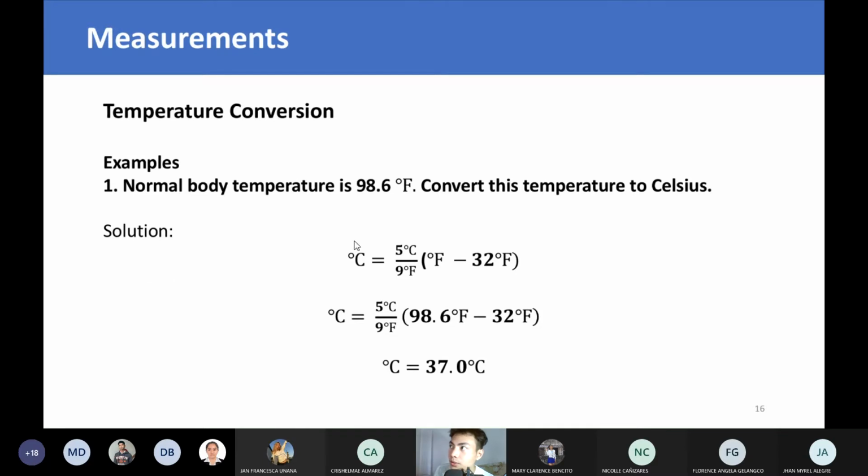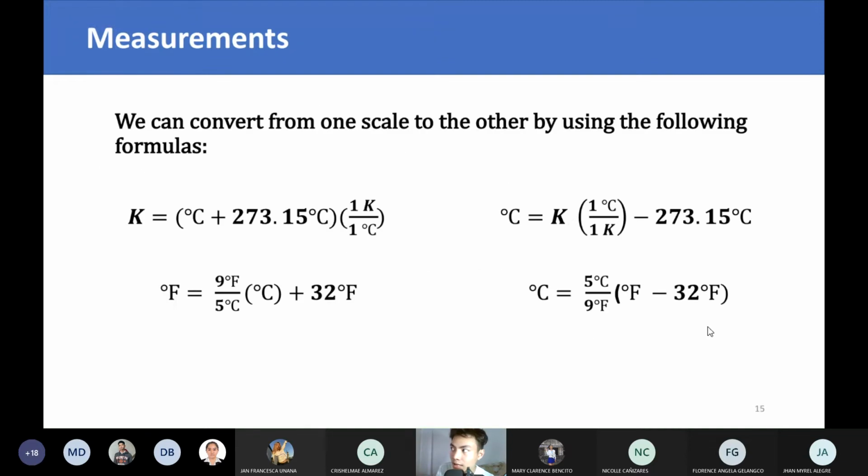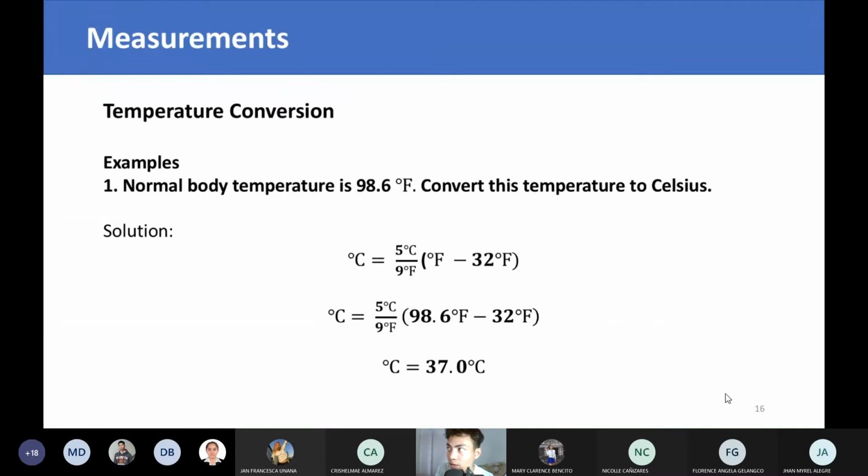Okay, so these are some few examples. Suppose we have 98.6 as our body temperature. We convert that to Celsius. So anong gagamitin? Yung Fahrenheit to Celsius, no? So ito yung Fahrenheit to Celsius. So you use this equation. You plug in this value, 98.6 minus 32, and then later on you multiply it by 5/9. And you will end up with 37 degrees Celsius. Actually, mataas na yan, no?